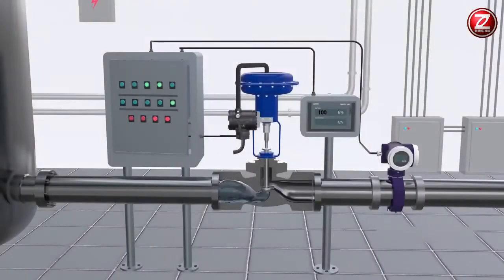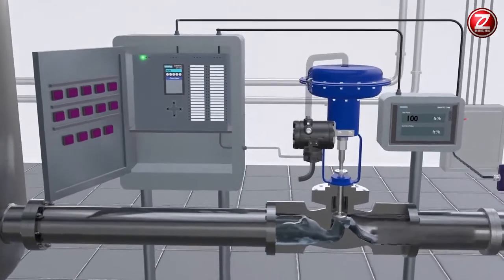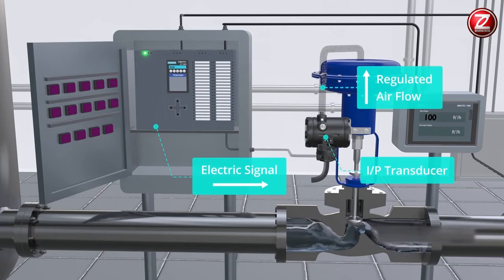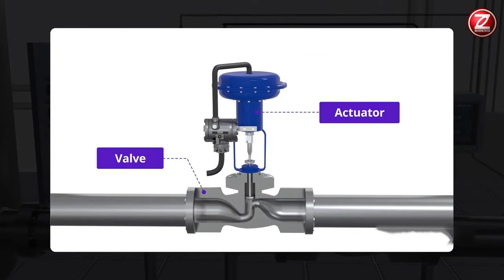A control valve receives a signal from a controller, such as a PLC, in order for it to move, resulting in a change in flow. Because the PLC signal is electrical, the control valve may require a device to convert that electrical signal so that it can operate. A control valve has two separate components, the valve and the actuator.